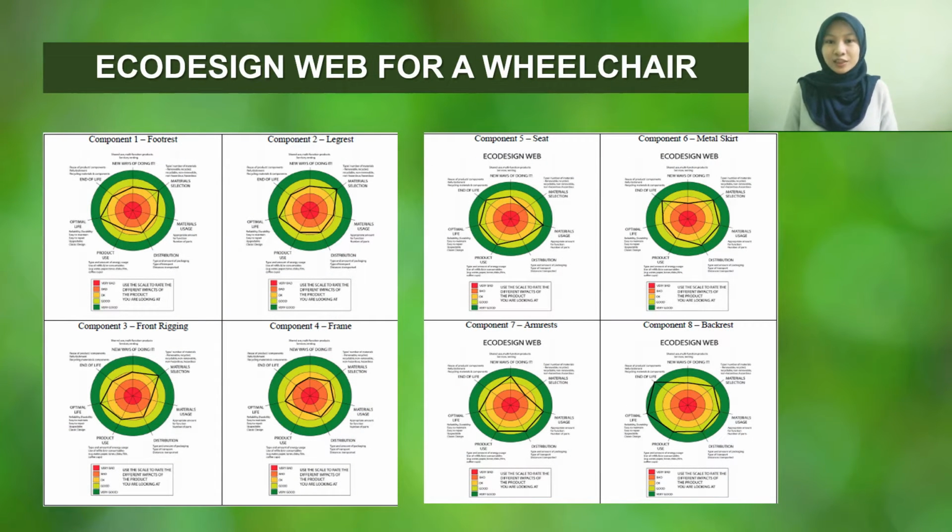The second method is Eco-Design Web. In this section, each part of the wheelchair will be analysed using the Eco-Design Web method to determine the level of impact of the product that occurs during its life cycle according to the type of material used for each part. The wheelchair has 16 components and the product will be disassembled into each part to plot the scale on the Eco-Design Web template.